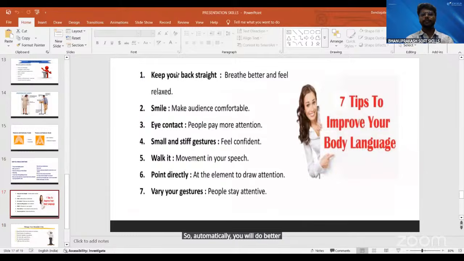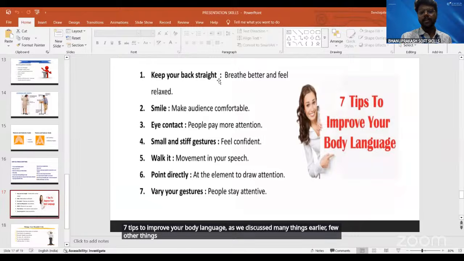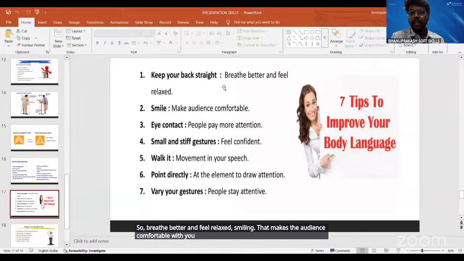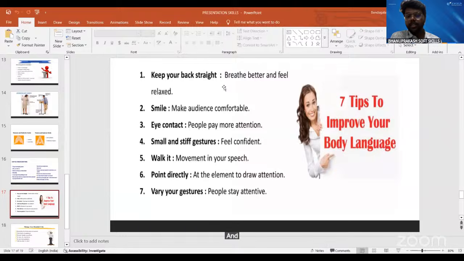And next, 7 tips to improve your body language. As we discussed many things earlier, a few other things: keep your back straight, so you breathe better and feel relaxed. Smiling makes the audience comfortable with you. Eye contact, people pay more attention to you. And small and steady gestures show the confidence part.